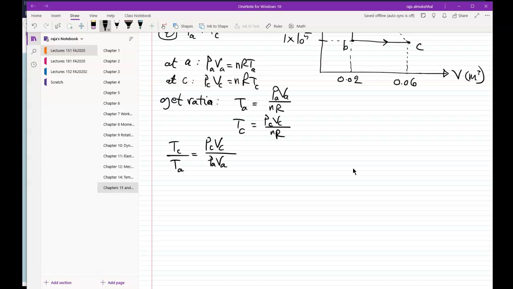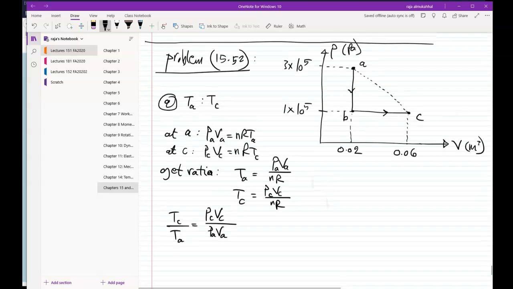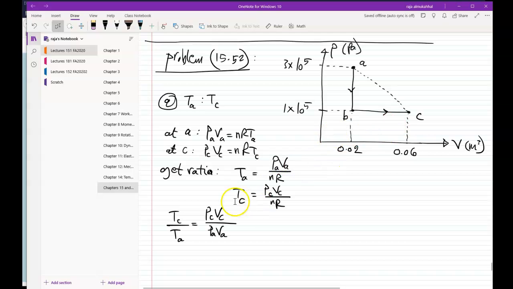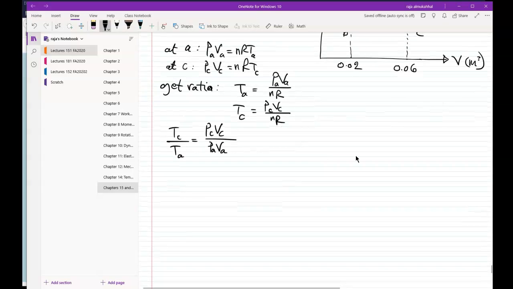And guess what, guys? I have everything. Isn't that nice? There we go. See, I have the pressure at C right there. I have the volume at C right there. I have the pressure at A right here, and I have the volume at A right here. So all I need is to plug all that stuff in there, and I will get that ratio. And that will be the answer to this part of the problem.